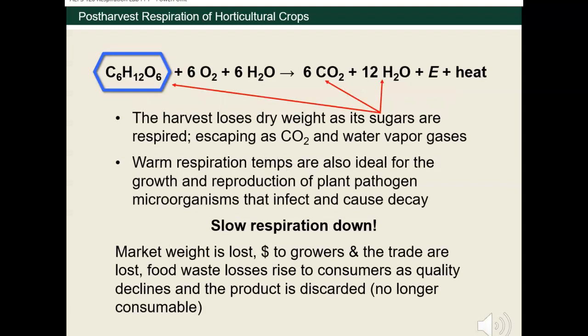I wrote this equation in its unreduced state to accurately reflect that respiring produce loses weight and money as sugars are consumed, and that the crop loses its water from the warm produce as water vapor. When the water vapor goes, the crop loses weight, but it also shows desiccation shrinkage, making it unmarketable and unappealing to eat. Slow respiration down.